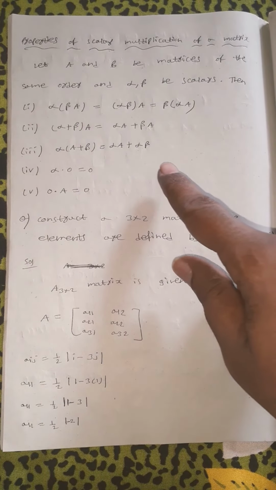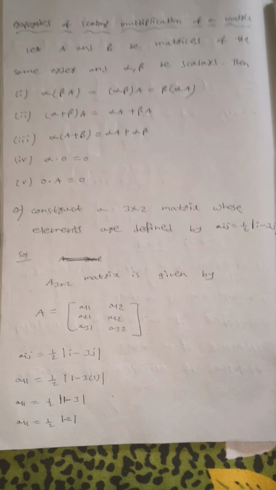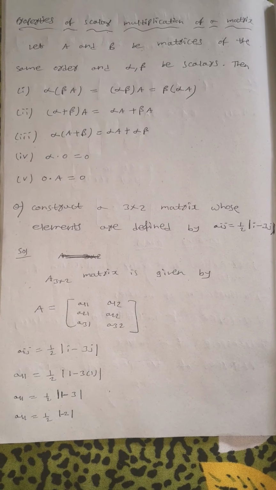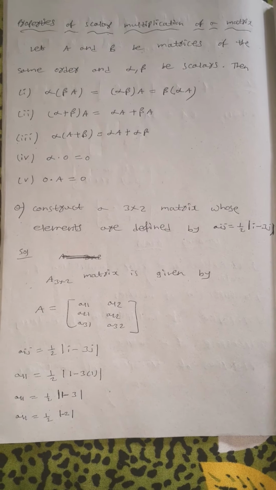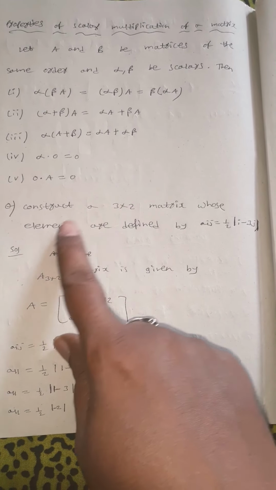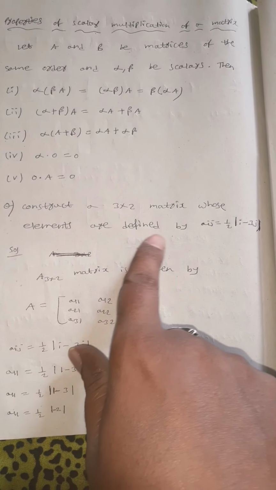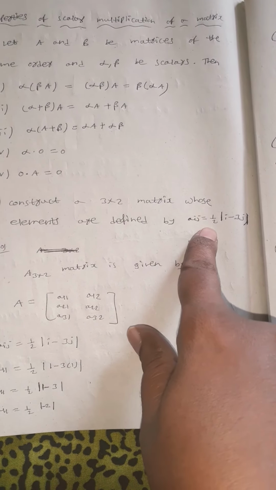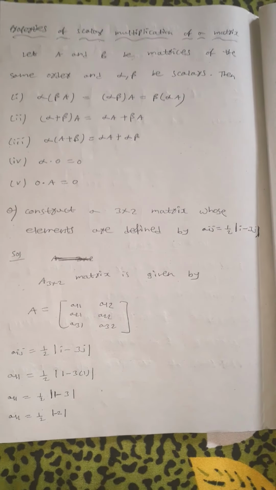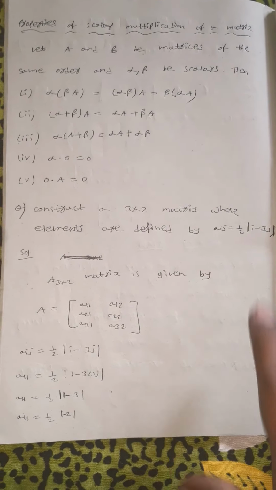The direct properties sometimes they will ask in competitive exams like MCET, IIT. They will ask and give options like that. Next question we'll do, this is an important problem. Construct a 3 by 2 matrix whose elements are defined by Aij is equal to half of modulus of I minus 3j. So he is asking to construct a 3 by 2 matrix for the given information.